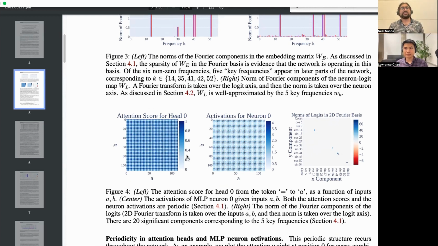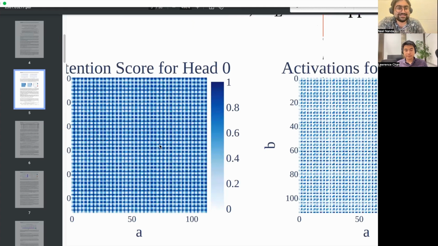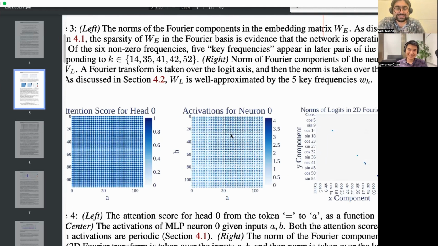So we can just plot a heat map. For every number inside the network, we can take that single scalar, take its value for all 113 squared inputs, and plot it as a heat map. And if we do this for basically any of the things I said at the start should be interpretable, that is attention head patterns and neuron activations, they just look really periodic, like waves.